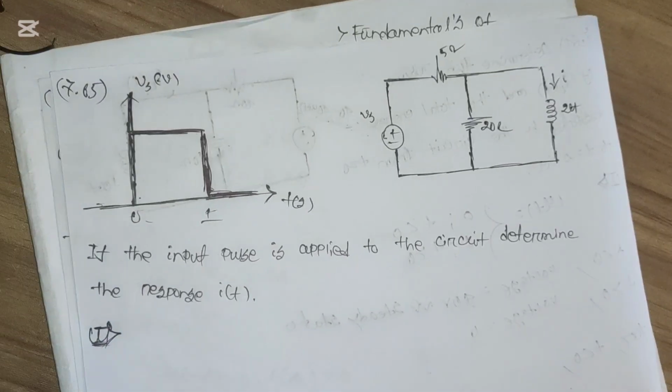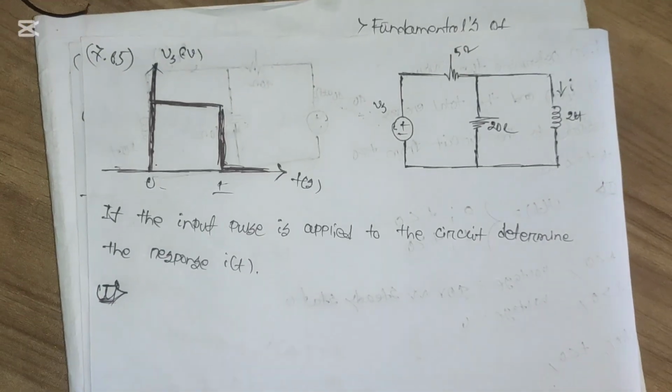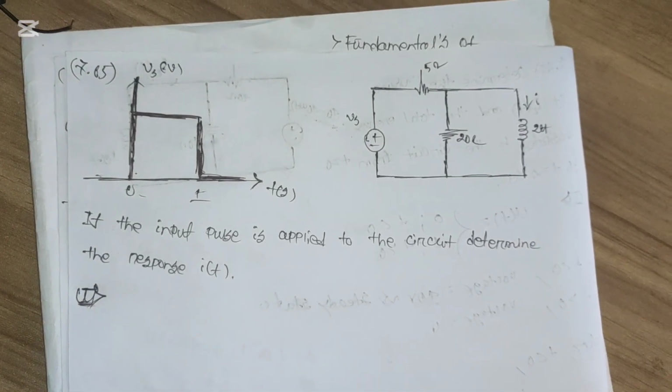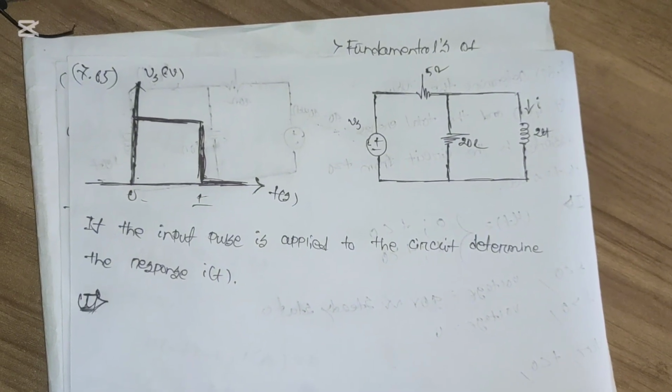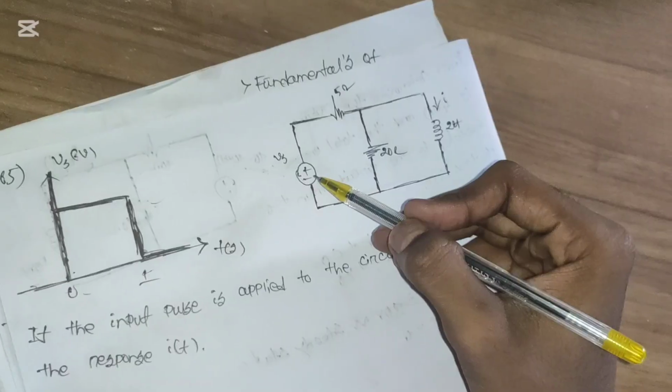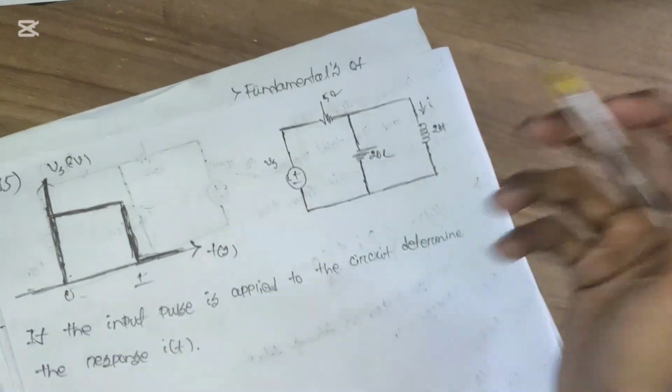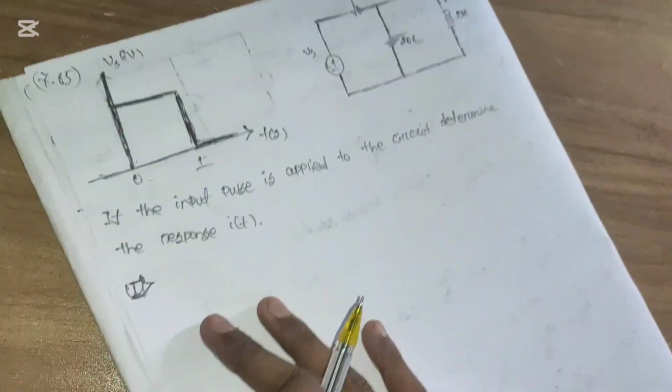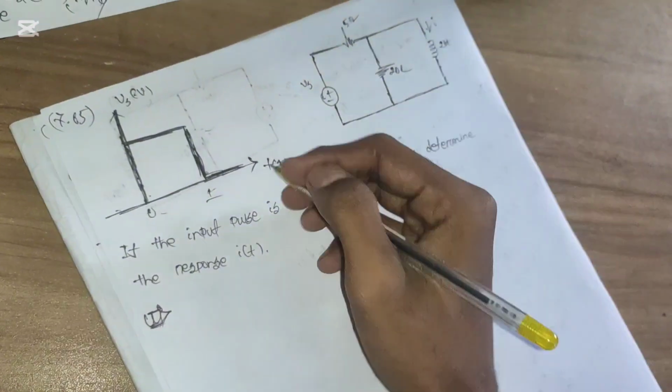Now let's start problem number 7.65. The problem says if the input pulse is applied to the circuit, determine the response i(t). For this we can easily calculate the voltage, and here we have a voltage source Vs and the circuit. Okay, now let's break this.